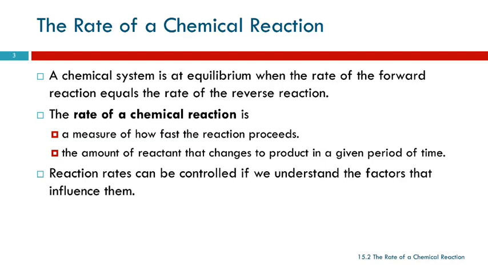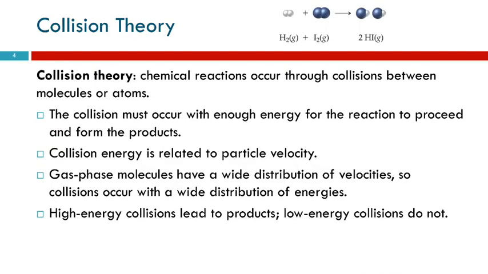When we understand the factors that influence reaction rates, then we can exert some control over them and make them do more of what we want them to do. So collision theory is one theory that helps us to understand how reactions occur. In collision theory, we think about chemical reactions occurring through collisions between molecules or atoms.